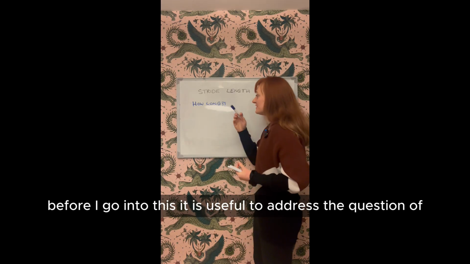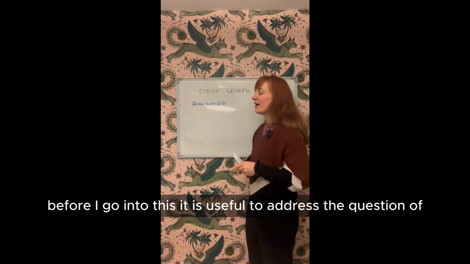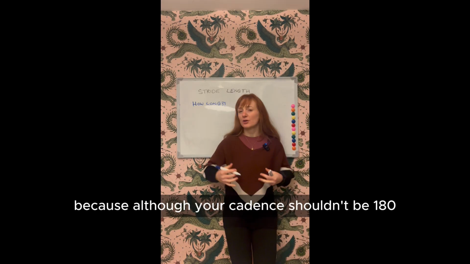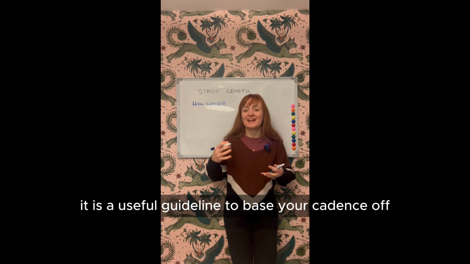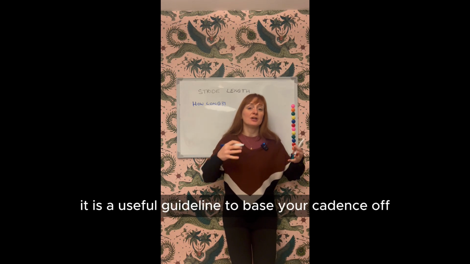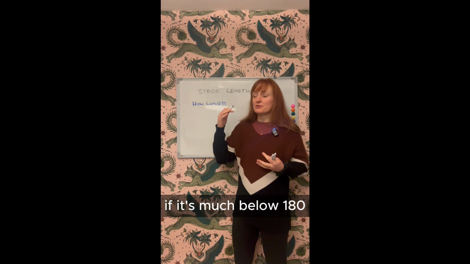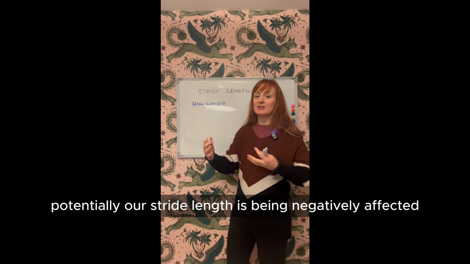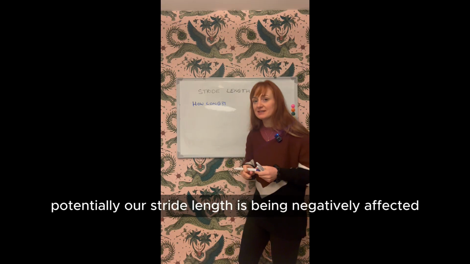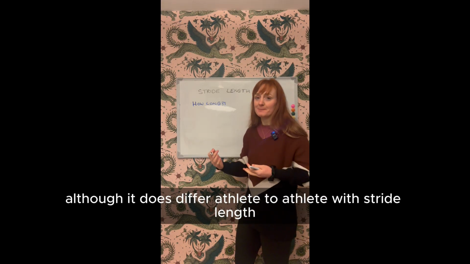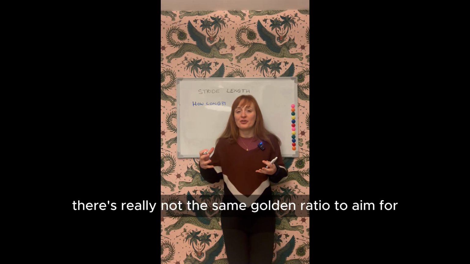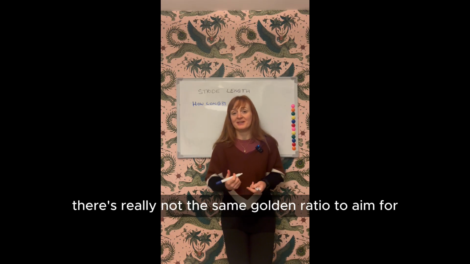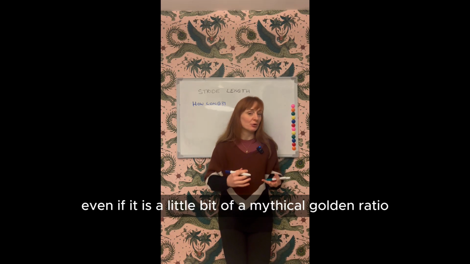Before I go on to this, it is useful to address the question of how long should your stride length be? Because although your cadence shouldn't be 180, it is a useful guideline to base your cadence off. If it's much below 180, we can probably give a bit more, and if it's above 180, potentially our stride length is being negatively affected, although it does differ athlete to athlete. With stride length, there's really not the same golden ratio to aim for, even if it is a little bit of a mythical golden ratio.